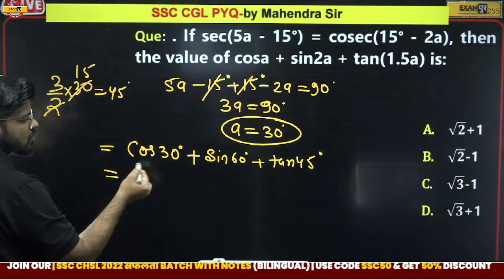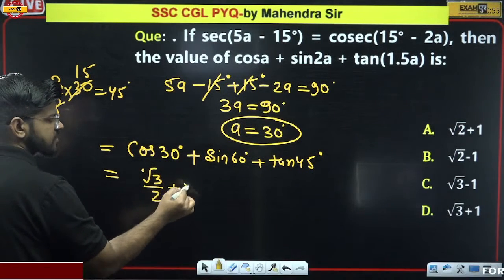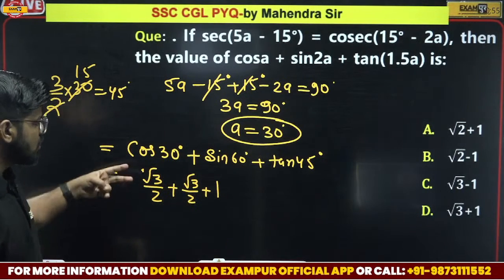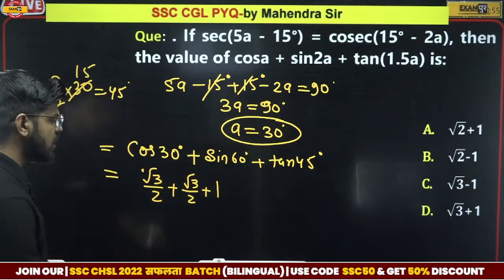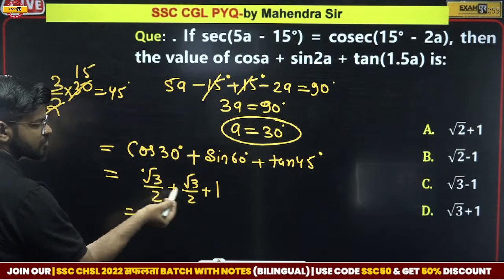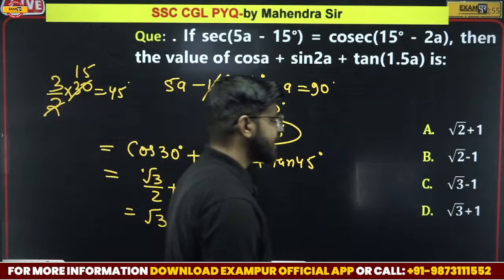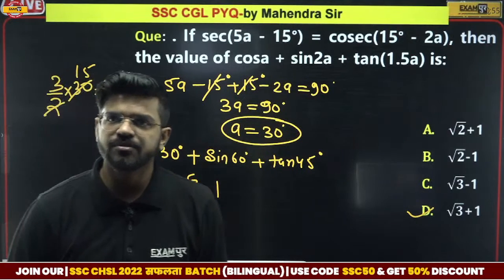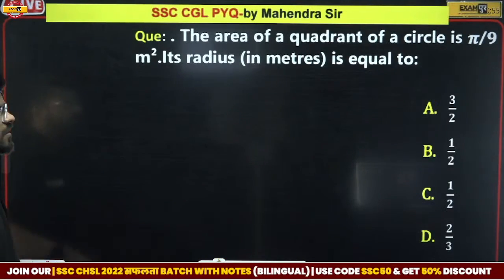Solve this. Cos 30 degree is root 3 by 2. Sin 60 degree is root 3 by 2. And tan 45 degree is 1. So half plus half will give you full, that means root 3. And this will give you 1. So root 3 plus 1 is my right answer, that means option number D. Absolutely correct. Superb.